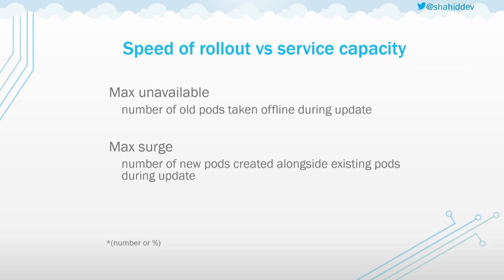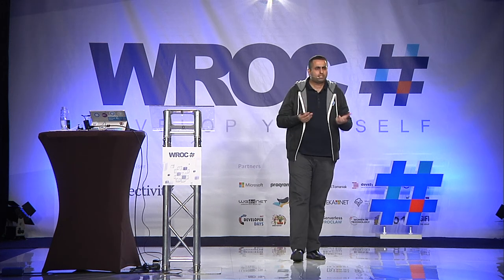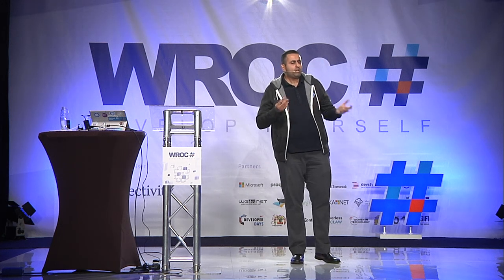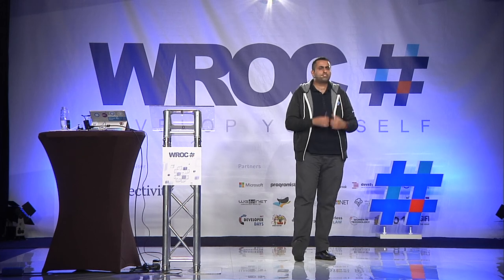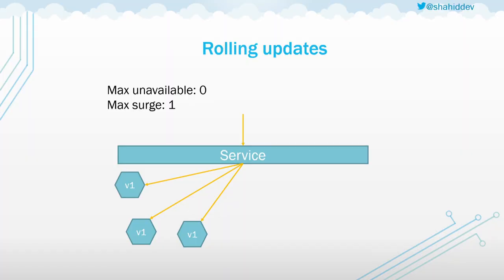On the flip side, we have max surge. This tells Kubernetes how many new pods to create as part of the deployment. The reason you might limit this number is you may not have capacity in your cluster to have twice as many pods running as you would on a normal day. These numbers can be percentages or actual numbers of pods. As I said, it's a little bit confusing when you try to explain it verbally, so hopefully the next few slides will explain it in a clearer manner.